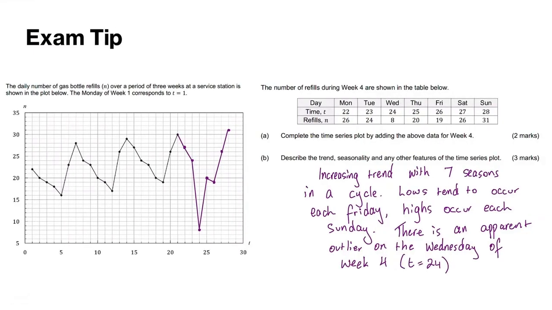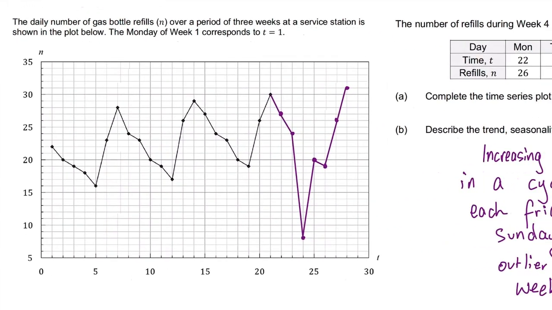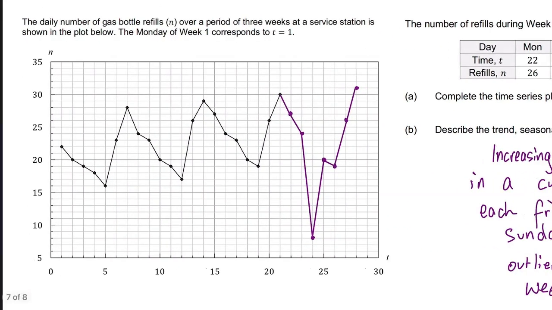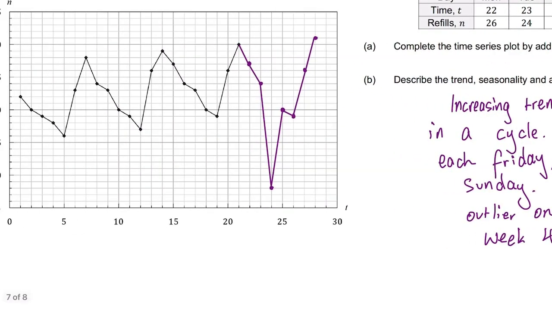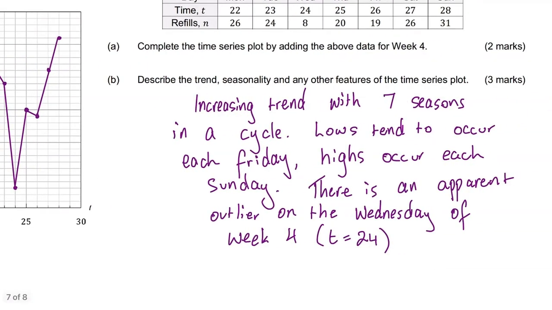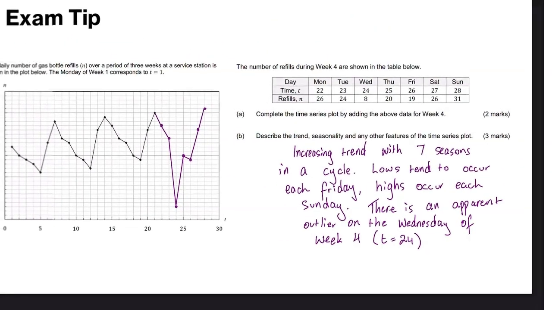So here you can see a typical exam question that you may be given in a non-calculator section. The context of this is about the number of gas bottle refills over a period of 3 weeks in a service station. The first part of the question asks us to plot the data points for 2 marks. Usually to get the full marks there, you would need to get at least 4 points correct. And the second mark would be given for having all points correct. But the thing that's most important here is the second part of the question, which asks us to describe trend, seasonality, and any other features of the time series plot for 3 marks.